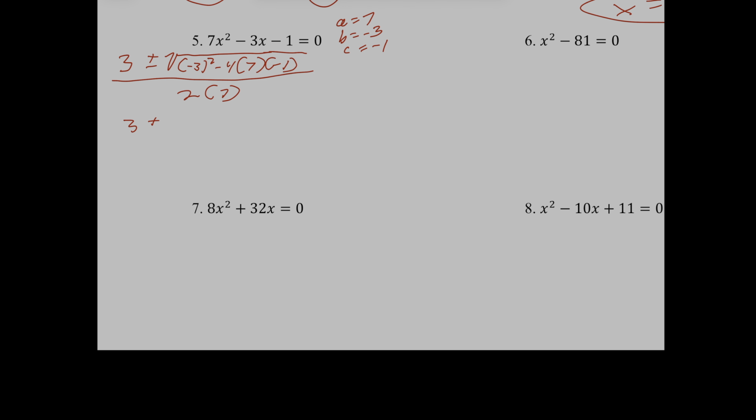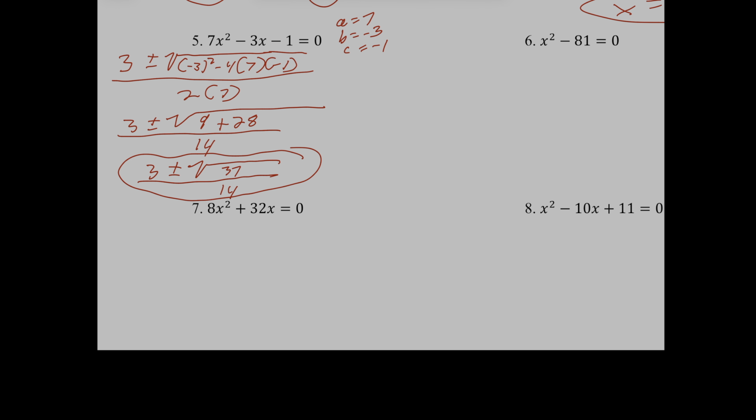This becomes 3 plus or minus square root of negative 3 squared is a 9. Negative times a positive times a negative is a positive, and that's going to be a positive 28 all over 14, which is going to be 3 plus or minus square root of 37 all over 14. Guess what? Nothing I can do with that. That is your fun answer. Okay, and that's it. You're done.